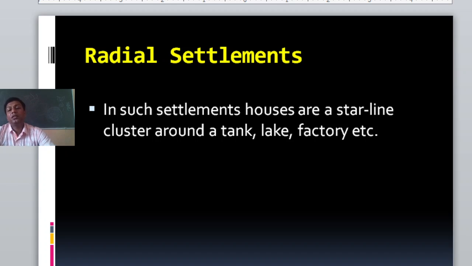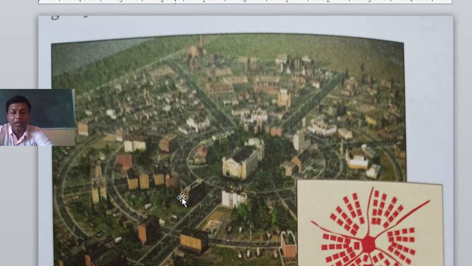Now radial pattern. In this pattern, settlements are star-like and cluster around a tank, lake, or factory. If there is a lake or tank, and all around the lake there are settlements or buildings, it is a radial pattern. Look at this star-like or radial pattern. This is an industrial area. Look at how the settlement looks. This is part of a radial pattern. In a topographical map you can easily see it.